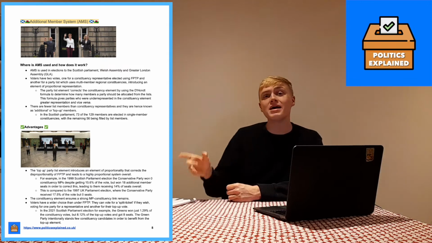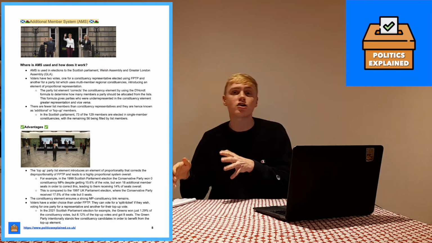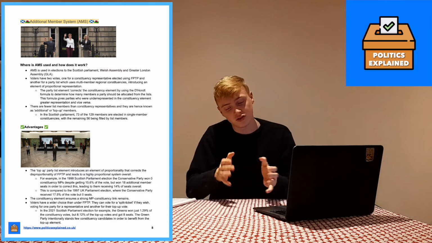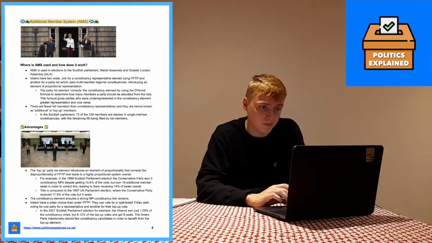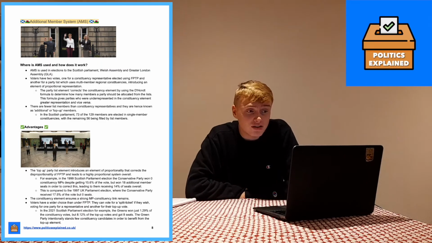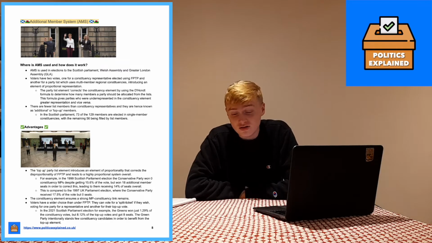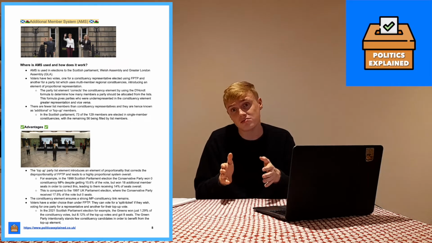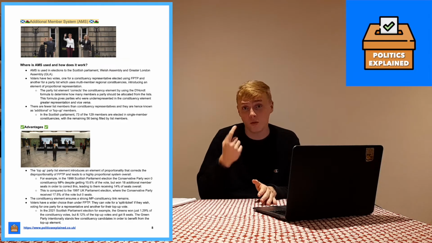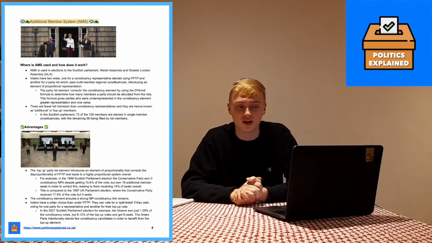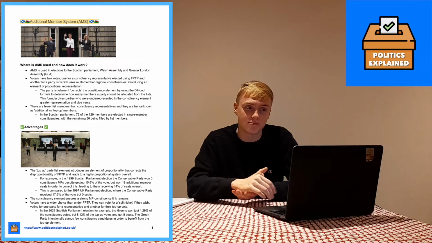So that's the first one. It makes it more proportional. It's a top-up and corrective to the disproportionality of the first past the post constituency element. The second one is that the constituency element ensures a strong MP constituency link remains, right? So you still have constituencies with one member, the same benefits of first past the post. So you still have that strong MP constituency link.